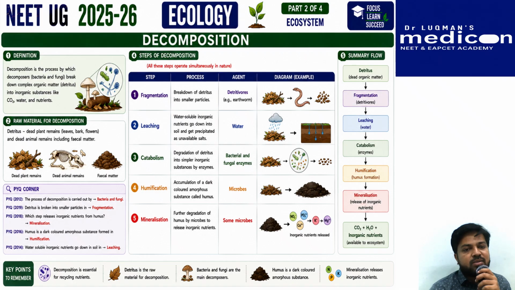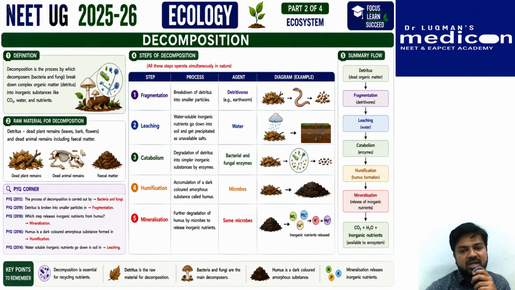Okay, now comes catabolism, done by bacterial and fungal enzymes. Degradation of detritus into simpler inorganic substances by enzymes is called catabolism. Humification, done by microbes, is the accumulation of a dark colored amorphous substance called humus. And the last step is mineralization, done again by microbes. Further degradation of the humus by microbes to release inorganic nutrients is called mineralization.